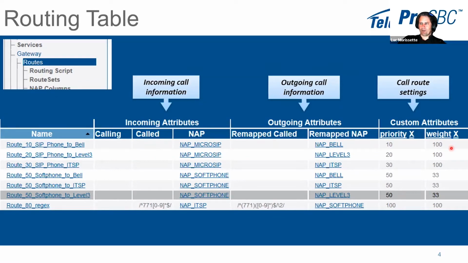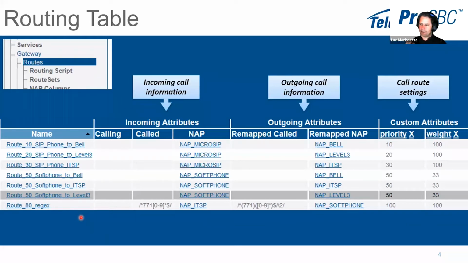And then you have custom attributes. Some of them are always there, like priority and weight, but in some situations you can add more, which I will show you. And here you can have many routes in the system. Here we show 7 routes, but you can have hundreds or thousands of routes in the system.